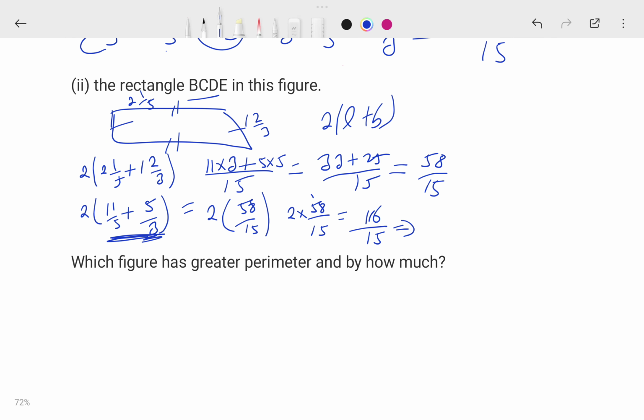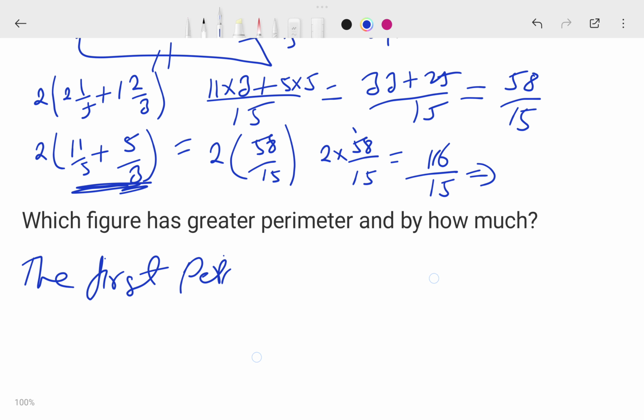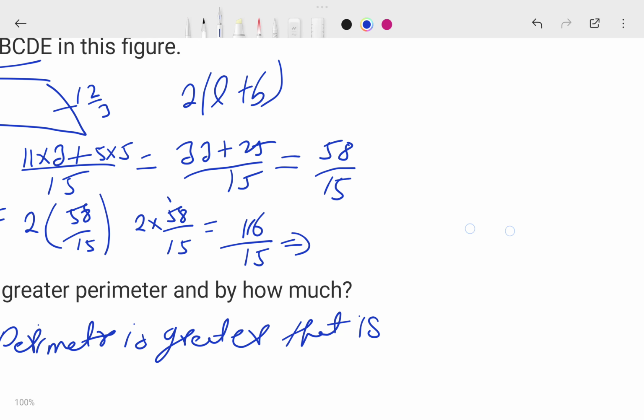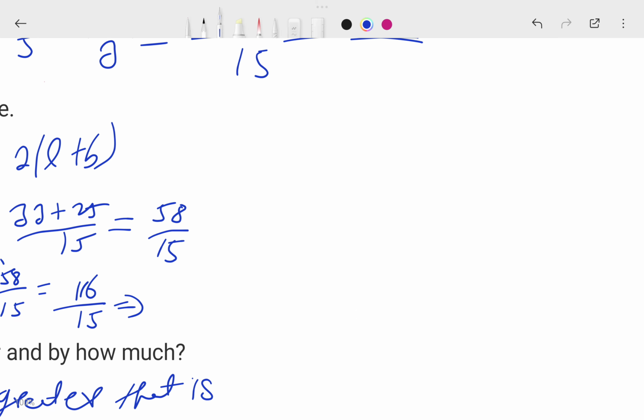So what do we write? We will write that the first perimeter is greater, and by how much it is greater. When we subtract, we will get it.